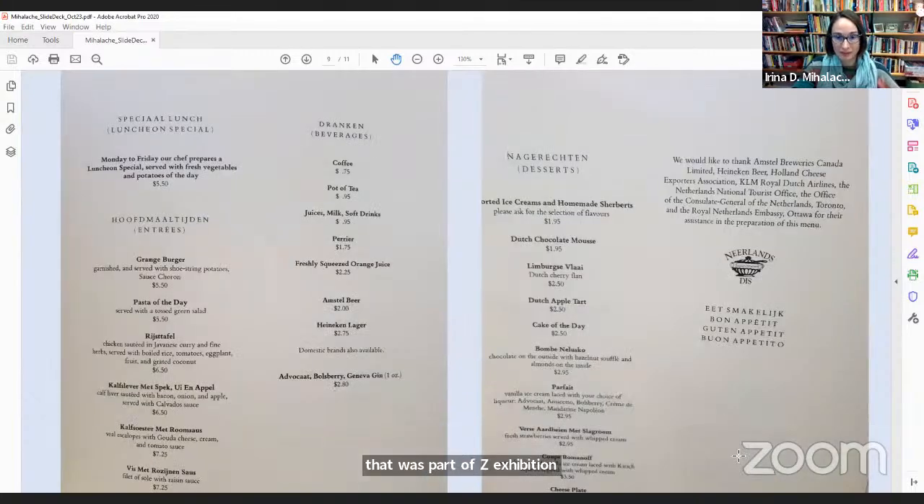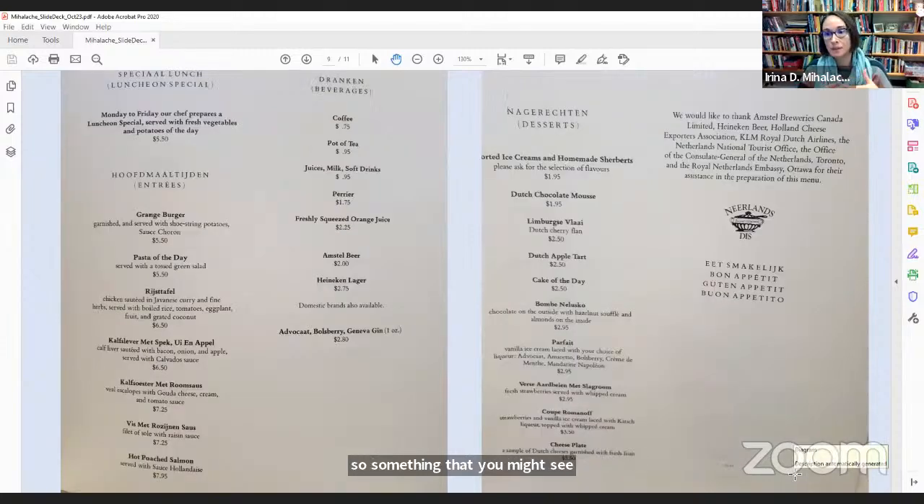So something that you might see here is that some of the dishes from the general menu make their way here. So this would have been dishes that were either very popular with customers or dishes that the culinary team thought would be closer to the cultural context that was supposed to be represented on the menu. So you see the Grange burger with sauce choron. We also see the salmon that reappears here, but then we also see dishes that, in this particular case, represent a translation of the Dutch culture, right?